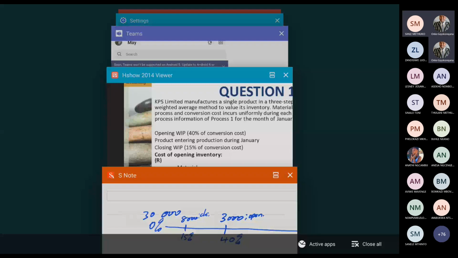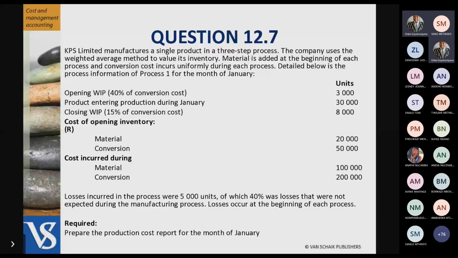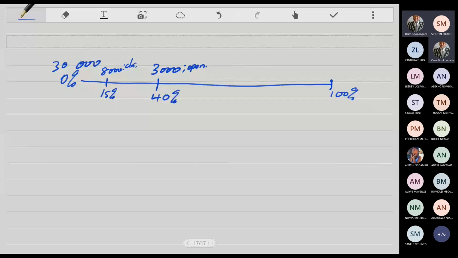If you look at that last paragraph that talks about the loss, they say that losses incurred in the process were 5,000 units, of which 40% was losses that were not expected during the manufacturing process. Losses occur at the beginning of each process. So that's very important information that we were looking for. We've got a total of 5,000 units, but we know that 40% was not what we expected.